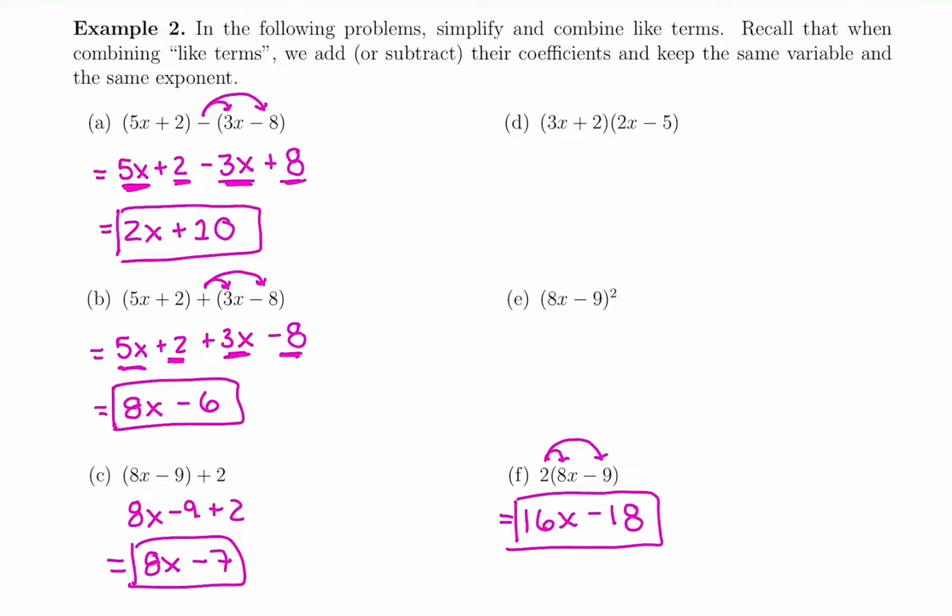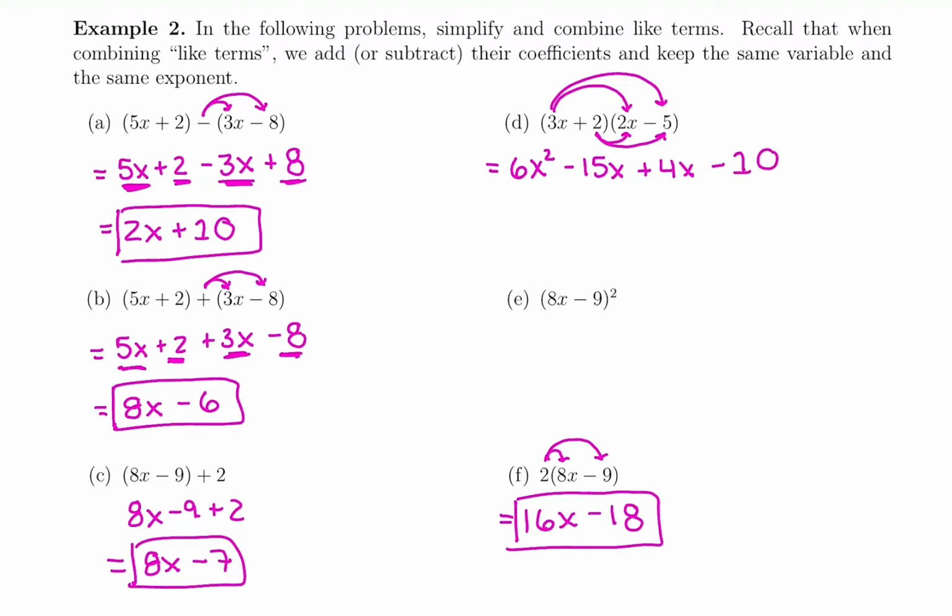Now let's jump back up to letter D and see what we get. We have to distribute a couple things here. So I'm going to distribute first the 3. So 3x times 2x, 3 times 2 is going to give me 6, and x times x is x squared. Then if I distribute that to the negative 5, 3x times negative 5 is going to give me negative 15x. And now I need to distribute this 2 in here as well. So 2 times 2x is 4x, and 2 times negative 5 is negative 10.